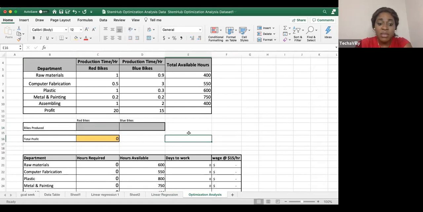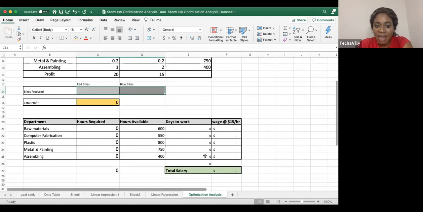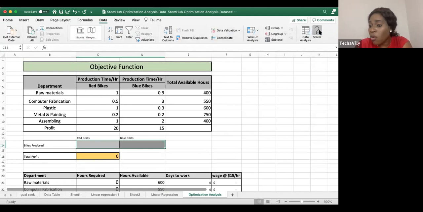I can just take out these numbers. What we wanted to solve in the question is how many red bikes and how many blue bikes we can make to maximize our profit. So if you notice, when I took away that number, the old data disappeared. Everything disappeared. So I'm going to go back to the optimization analysis, go to Data, and go to Solver.